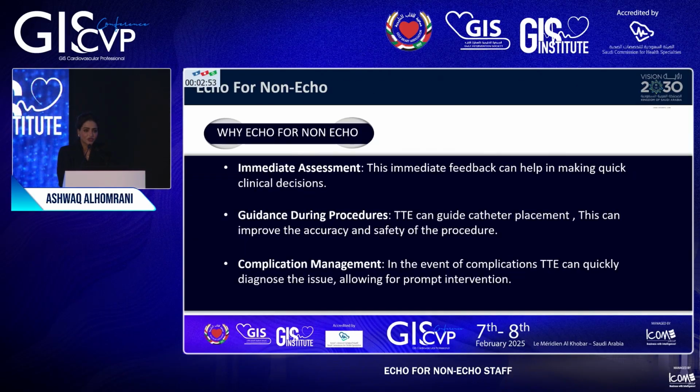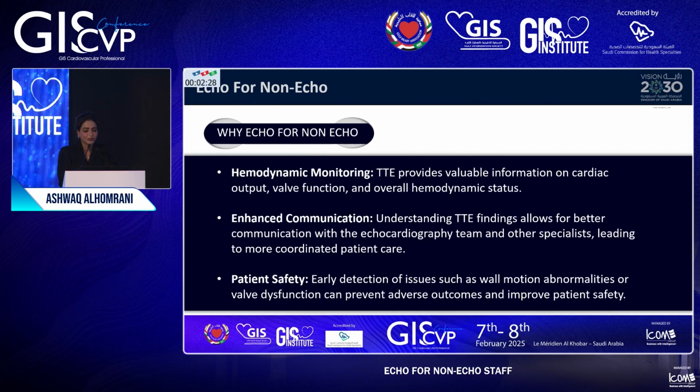To recap and to conclude, why is echo for non-echo staff important? First, immediate assessment. We need immediate feedback to help in making quick clinical decisions. Guidance during the procedure: guide the catheter placement, for example, and improve accuracy and safety of the procedure. Complication management, especially if there is any complication event like tamponade or pericardial effusion. Hemodynamic monitoring, providing valuable information on overall hemodynamic status.